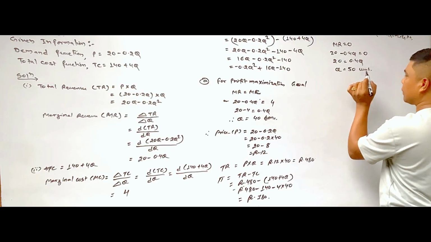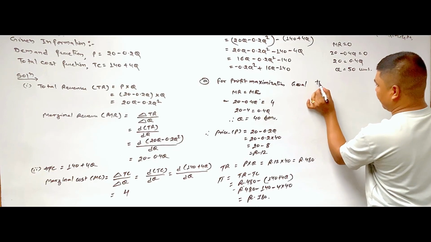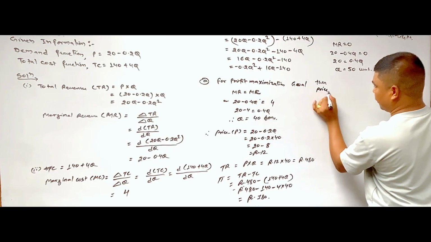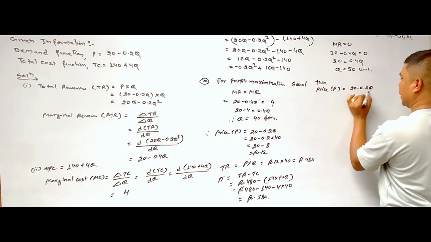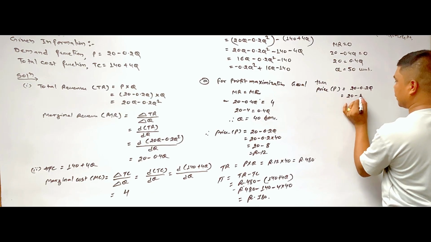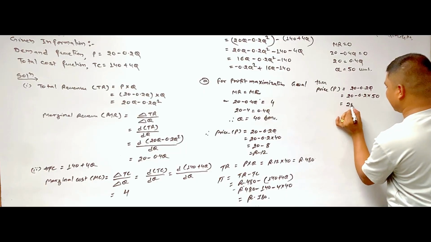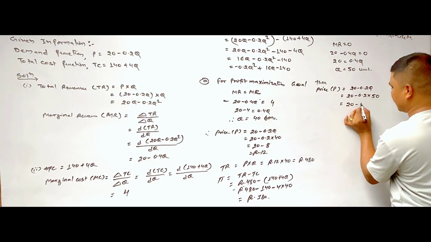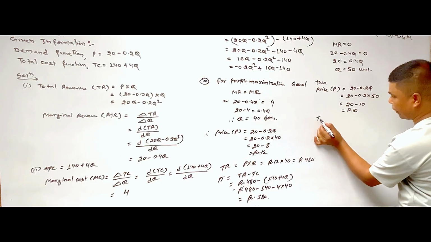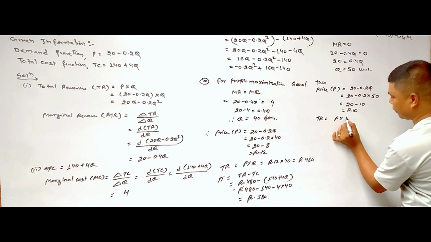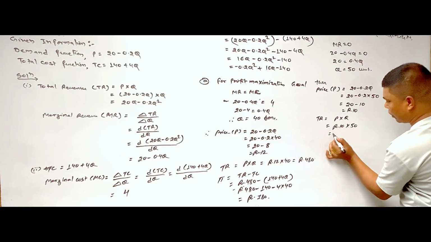So, from the result of this output of 50 units, we can find the price. Then price P equals 20 minus 0.2Q. That means 20 minus 0.2 multiplied by 50 units. 20 minus 10, rupees 10. And total revenue is the function of P into Q. That means rupees 10 into 50 units, rupees 500.